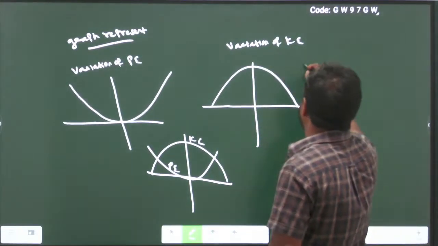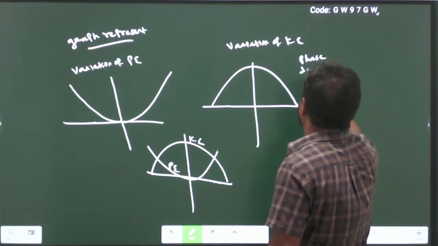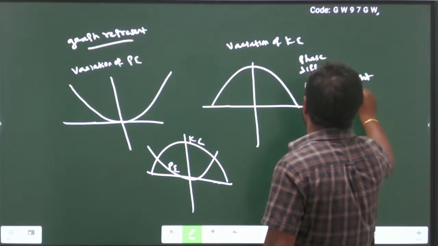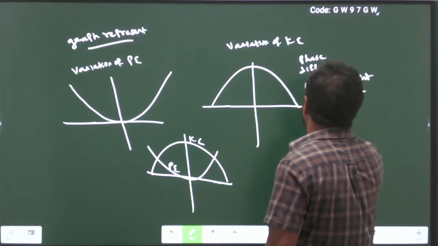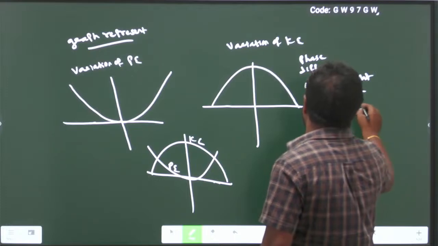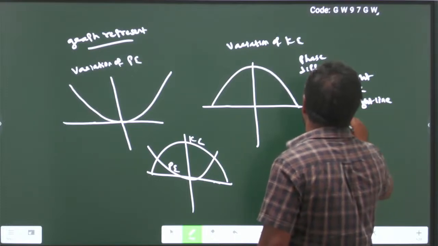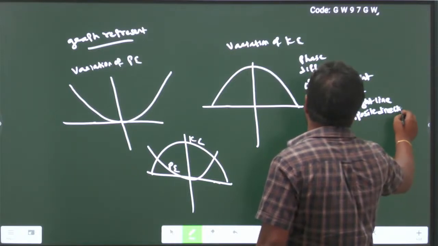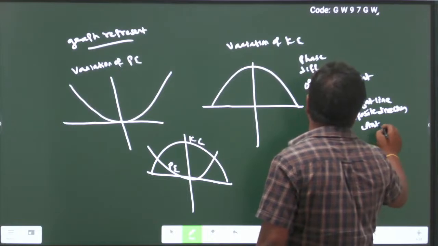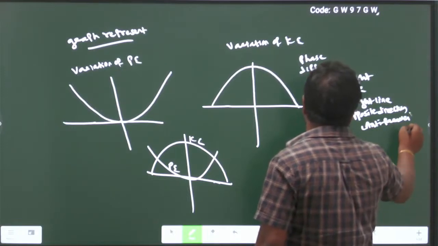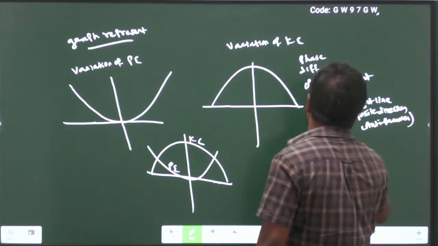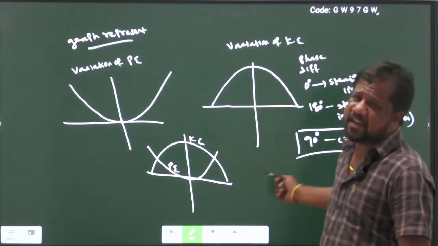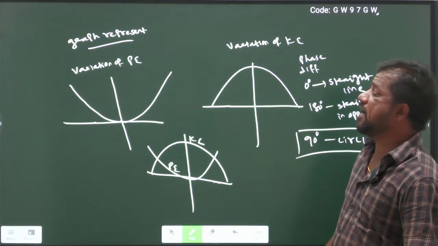Now, one more trending question: the phase difference. If the phase difference is 0 degree, the graph will be a straight line. If the phase difference is 180 degree, it is a straight line in opposite direction, otherwise anti-parallel. Next, if it is 90 degree, it will be a circle. This is the regular question nowadays. If the phase difference is 90 degree, the path followed will be a circle.